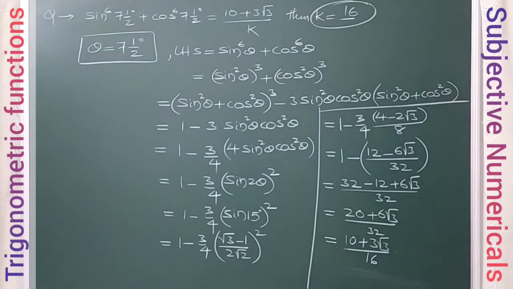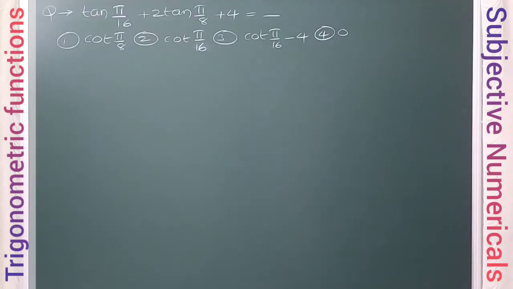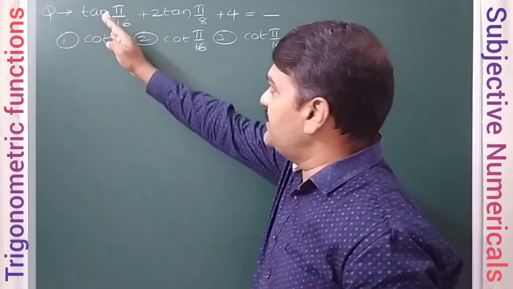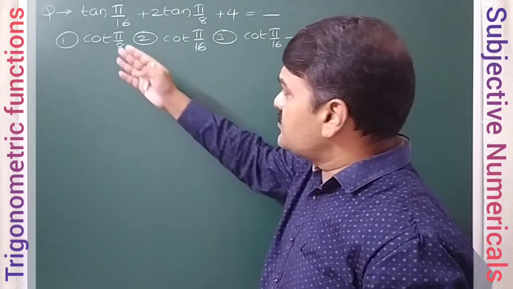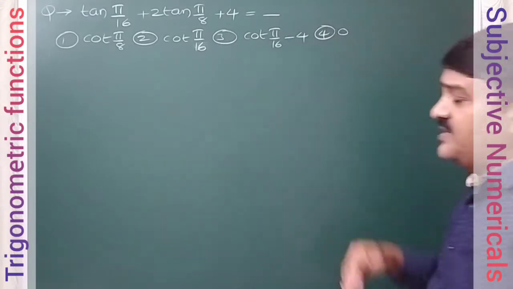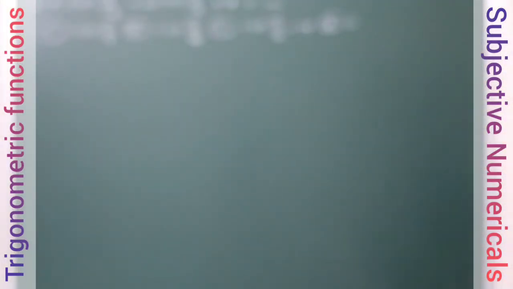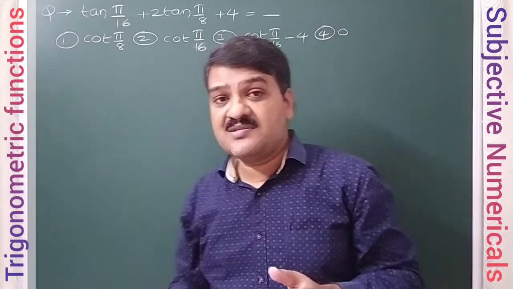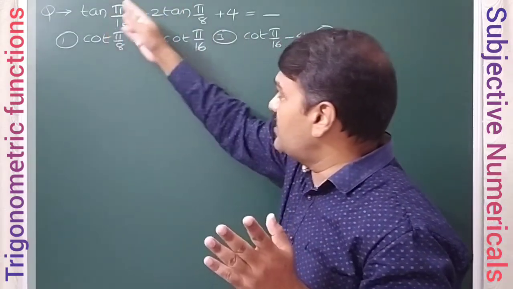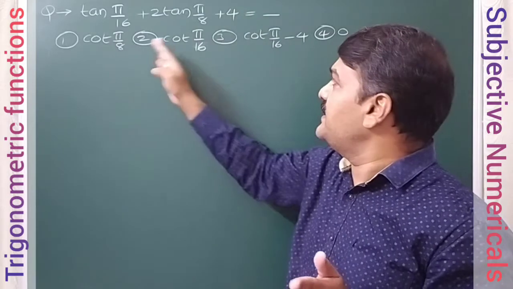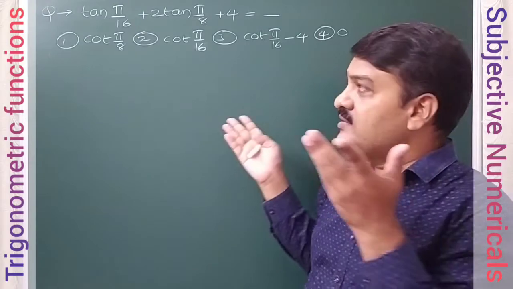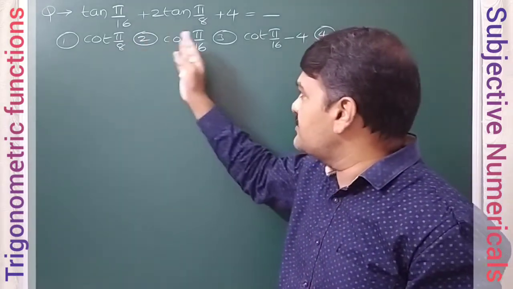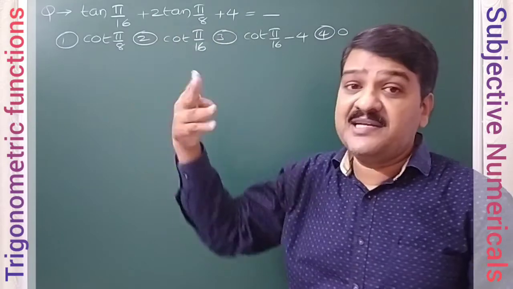Okay, so let us move on to next problem. Okay, so this is the next question on board. Tan pi by 16 plus 2 tan pi by 8 plus 4 we have to find. So this is actually a multiple choice, multiple option question. So even the options I am mentioning because the value whatever they are expecting is in terms of cot. So the expectation of the answer, to represent that I am writing the options also for this. So your answer must be in terms of cot.